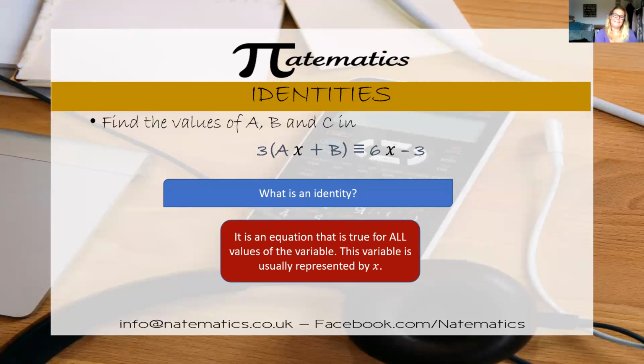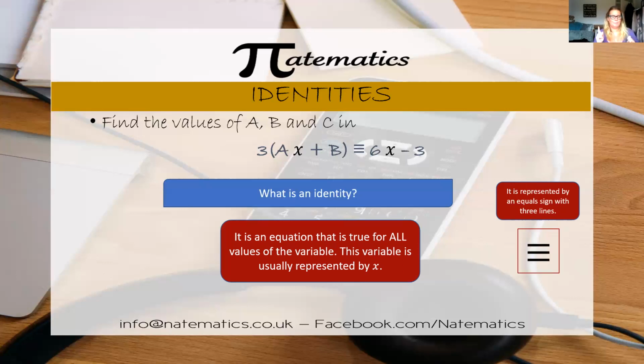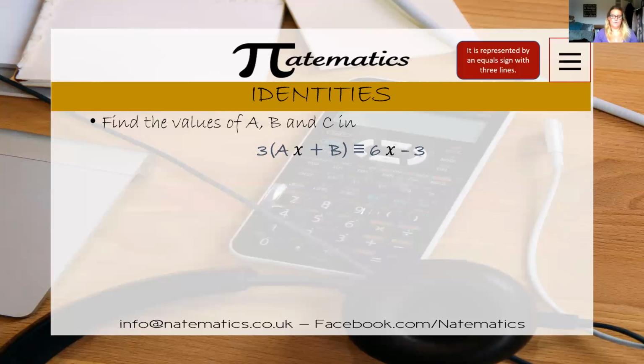So I'm going to put that into context with some of the things you've already seen. Now, we represent an identity with those 3 lines. It looks like an equal sign, but it's not, so just be careful, okay? For most, they might understand that they're the same, but you are a top mathematician, so you need to understand the difference. So let's have a look then.